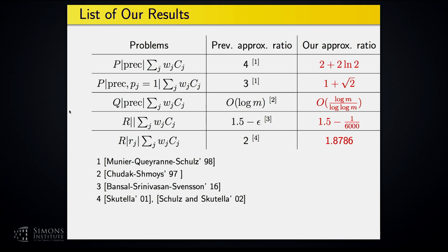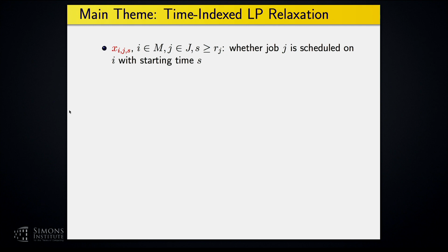When jobs have arrival times, the previous best approximation ratio is 2, and we improved it to 1.8786. Those results are based on 2 papers, one joint work with Sungjin Im and one by myself. In this talk I'm going to focus only on those 2 results: scheduling on identical machines with precedence constraints, and scheduling on unrelated machines when jobs have arrival times. The major theme of all the results we have is the use of time-indexed LP relaxations. Those are really natural LP relaxations for those problems, but surprisingly they were not considered explicitly before in the literature. I think that is partly because of 2 reasons.